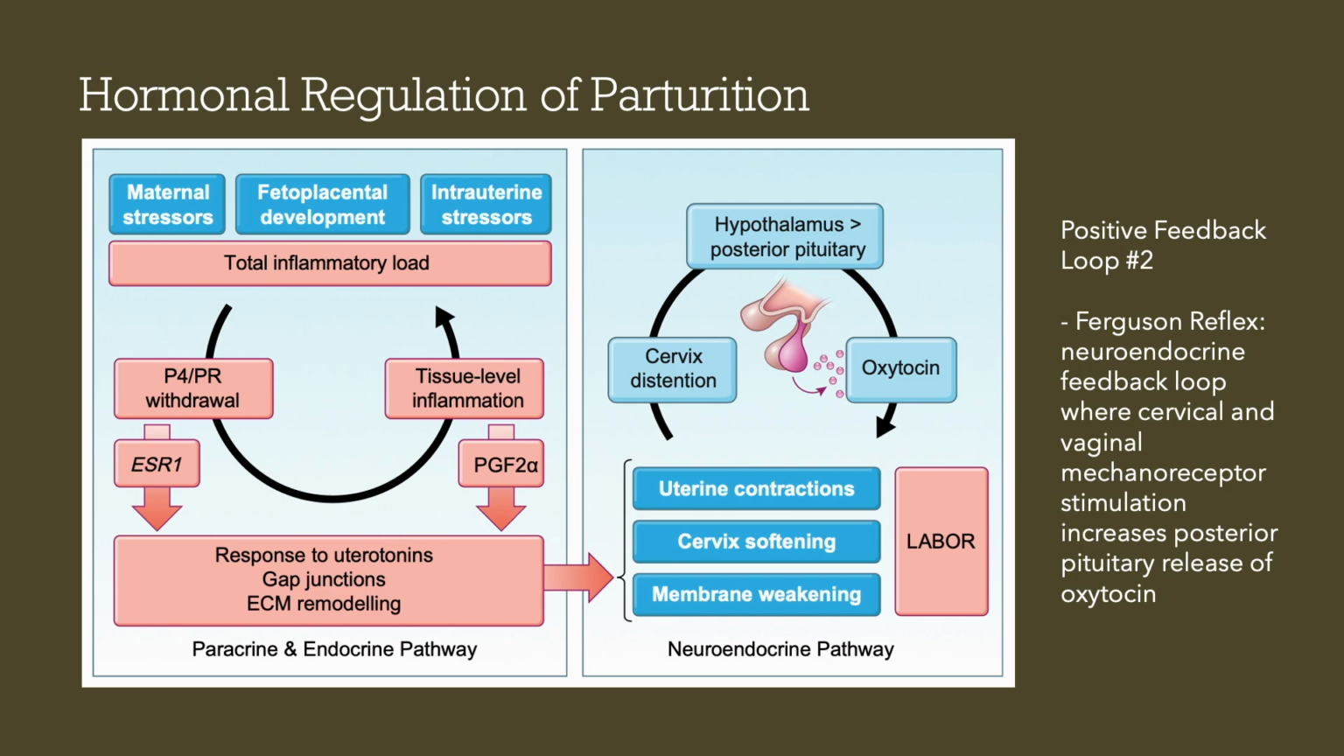And the Ferguson reflex is a neuroendocrine feedback loop where cervical and vaginal mechanoreceptors, their stimulation will increase posterior pituitary release of oxytocin. So as the fetal head descends in the pelvis, pushing on the cervix, causing the cervix to dilate and open, the pressure on the cervix and the vagina will feed back to the hypothalamus and posterior pituitary and release more and more oxytocin in a positive feedback loop that keeps active labor going.